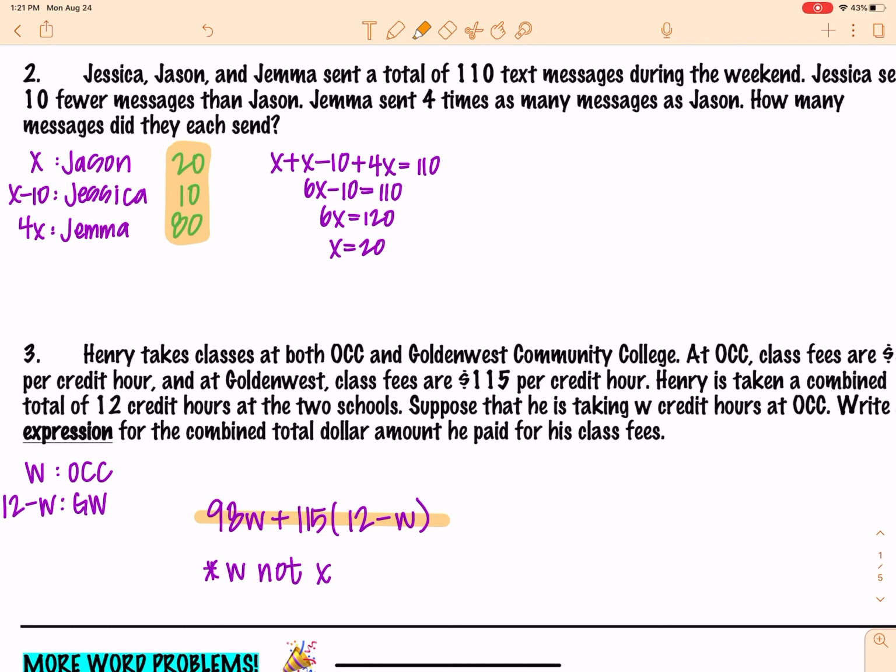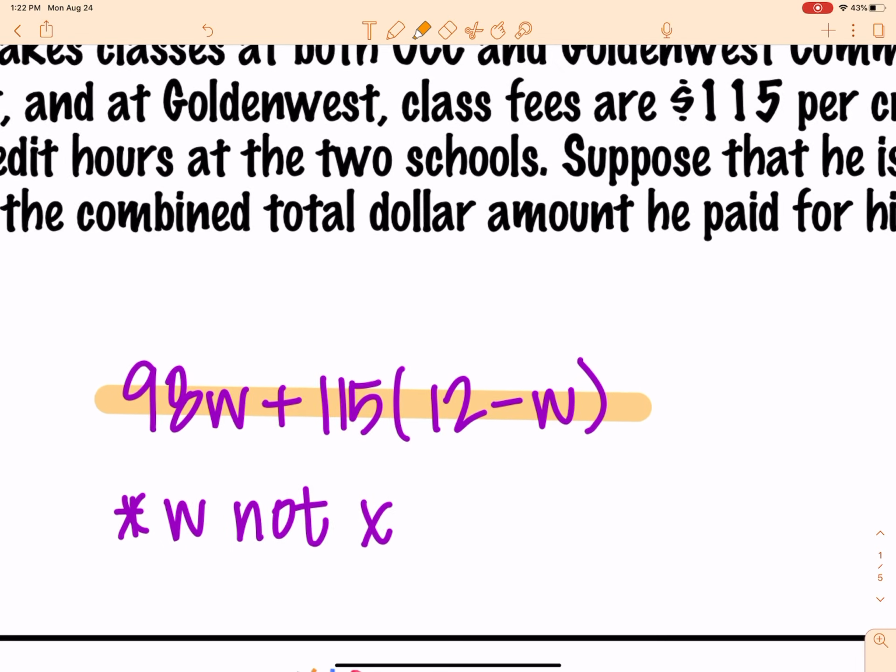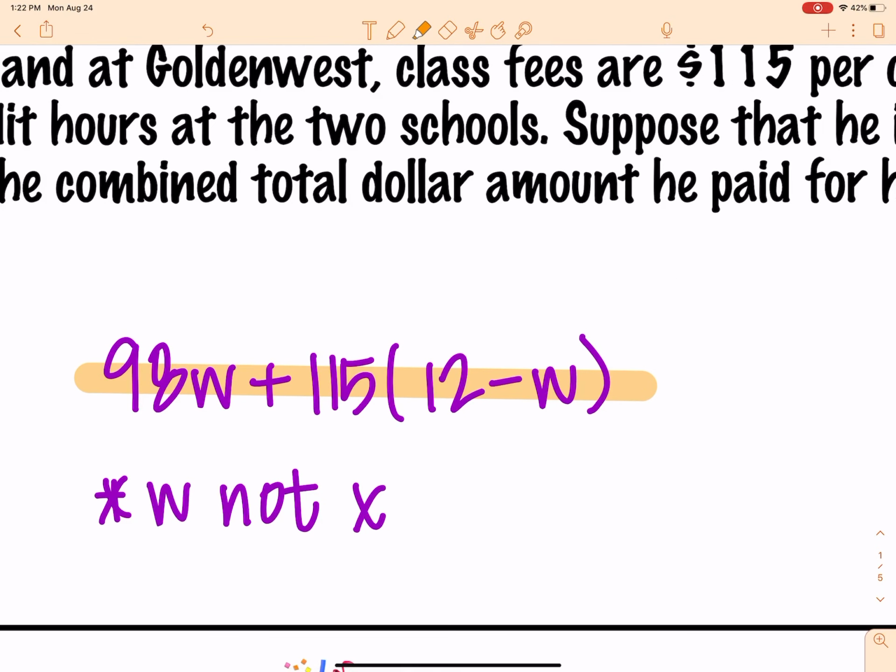And I wanted to show you guys this real quick. I know we naturally use X as our variable whenever we're doing word problems, but this one specifically said he is taking W credit hours. I say this only to warn you on Alex. You have to use the variable they say to use if they happen to say it, or they'll mark you wrong. So I just want to show you guys how to bypass that little frustrating situation on Alex.